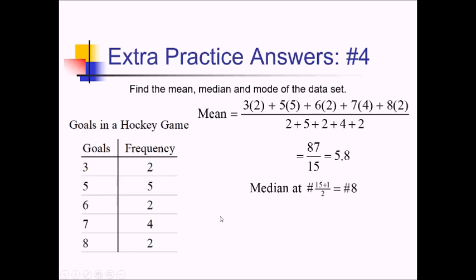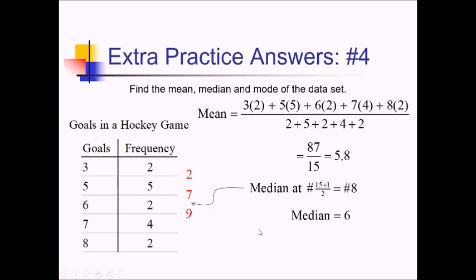Okay, so we need to figure out where game number 8 falls if these are put in order. Just going through my frequency here, after those first 2 games, I've got 2 games, right? After the next 5 games, now I'm up to game number 7. And after these next 2 games, that takes me through 9 games. So game number 8 has to fall somewhere in this 6-goal stretch of games. That means that the median is going to be 6, the number of goals scored in that particular set of games.